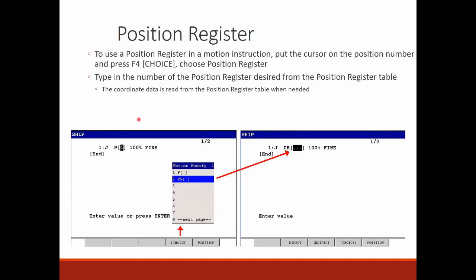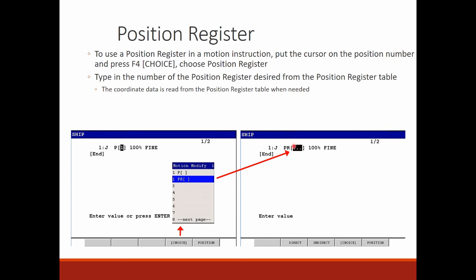So when wanting to use a position register within a program, we teach a point and then we highlight over that position, and then selecting the choice key gives us the option of keeping that as a position or changing it to a position register. Once we change it to a position register, within the brackets, we are able to enter in a numeric value, or we can do it with what's called indirect. Indirect means that we can point it to another register.